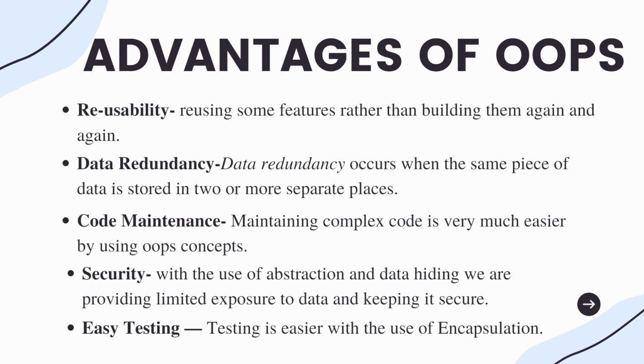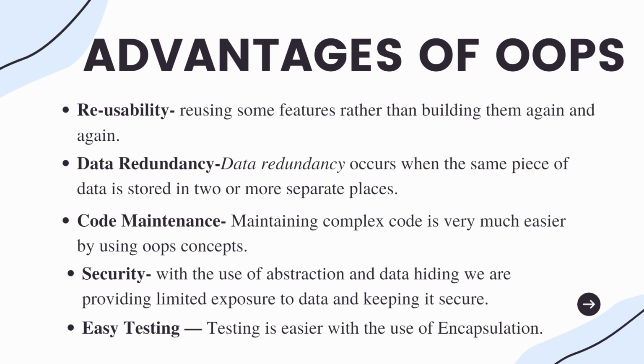The advantages of OOPS. Reusability. For example, using inheritance, we can make use of the code that is already written instead of writing the same code again and again. Data redundancy. Data redundancy occurs when the same piece of data is stored in two or more separate places.